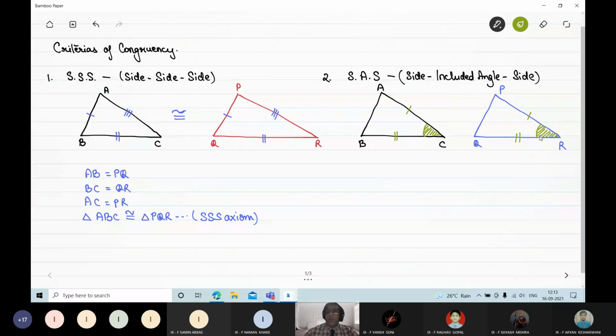Did you understand the included angle, children? Yes, sir. Included angle does not mean angle A or P or Q or B. They are not included angle.